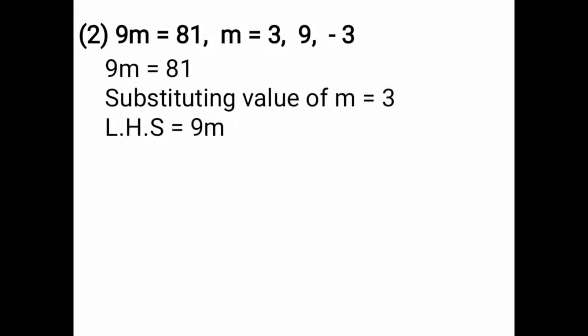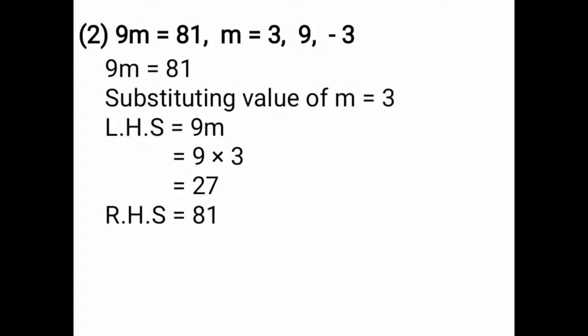Left side is equal to 9m. That is equal to 9 into 3. I have substituted value of m is equal to 3. If a number with a variable together is there, you have to multiply. 9 3s are 27. Right side, what is there? 81. Right side number is given 81.